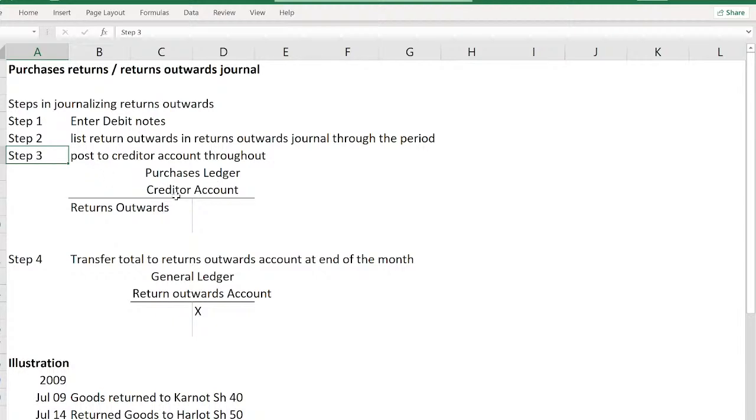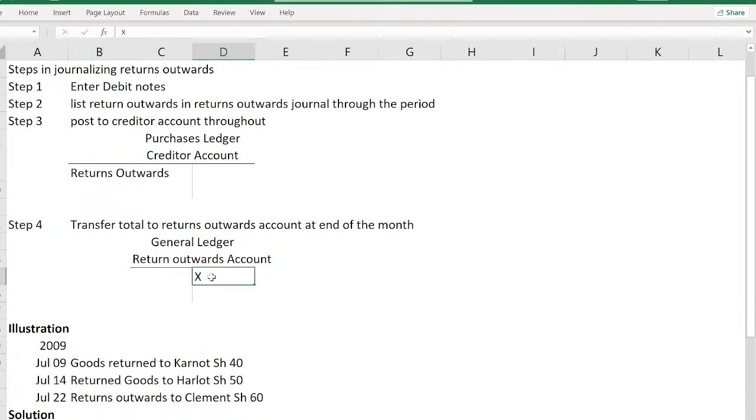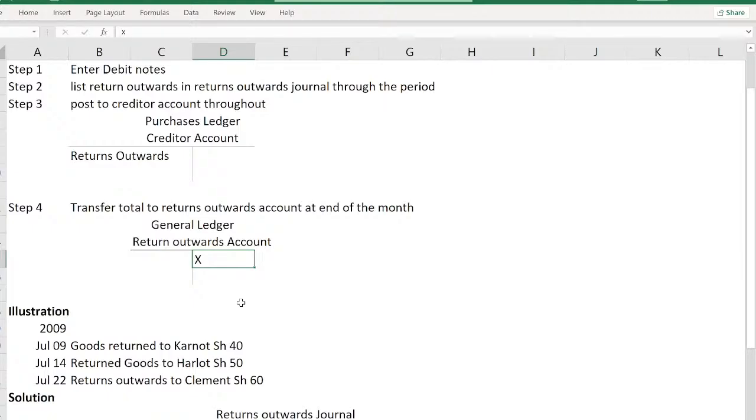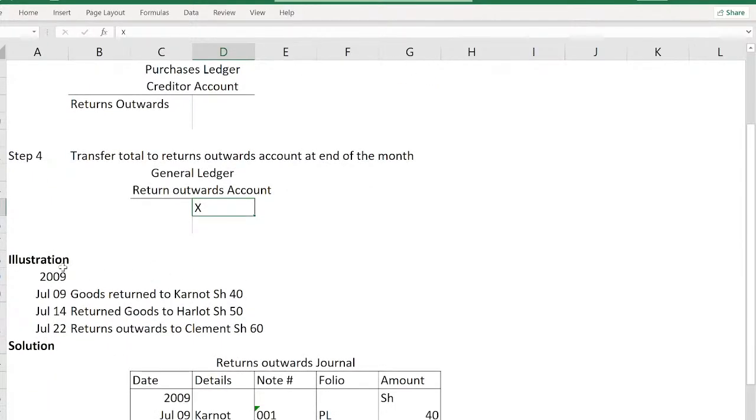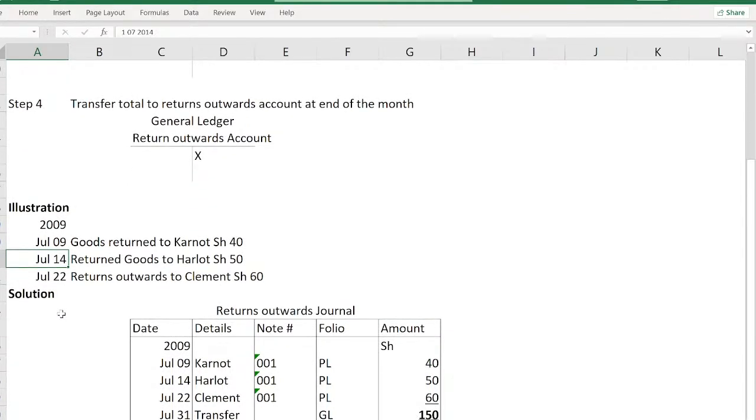So in our purchase ledger, here the creditor account, we are going to debit the returns outwards. In step 4, we are going now to transfer the total to returns outward account at the end of the month. So in the general ledger, our return outwards account, we have to credit the total. So let's look at these instructions. In 209, July 9, goods returned to Cannot for shilling 40. We have July 14. We return goods to Harlot for 50 shillings. July 22, we have returns outward to Clement for shilling 40.